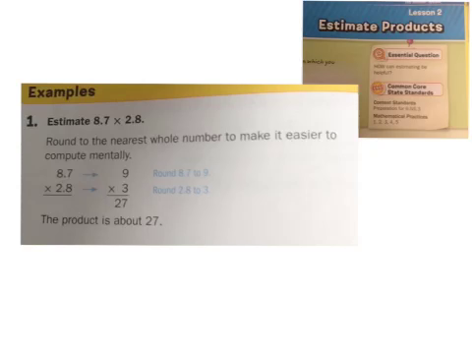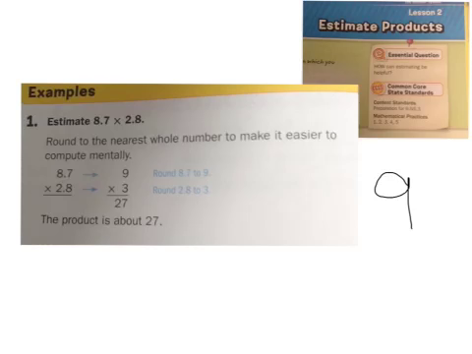Looking at this problem, we have 8.7 times 2.8. Now if we look at that, it's kind of hard to multiply that number in our head. So what we want to do is round those two numbers to the nearest whole number. So first, we are going to look at 8.7. Now looking at 8.7, we want to determine if that number is closer to 8 or to 9. Those are the whole numbers around it. Well, looking at 8.7, I can see that it's actually going to be closer to the whole number 9. So I'm going to change 8.7, like they did in that problem, to 9.